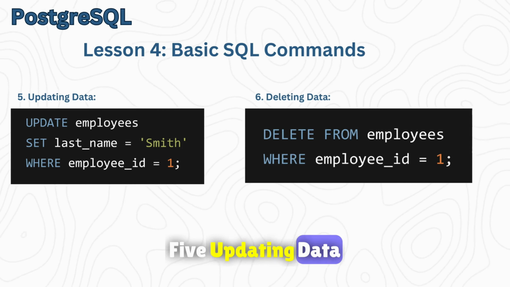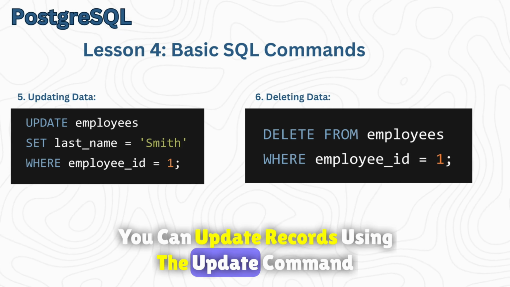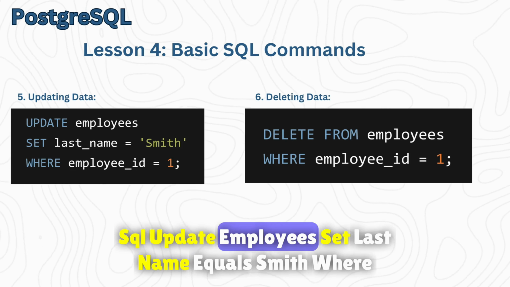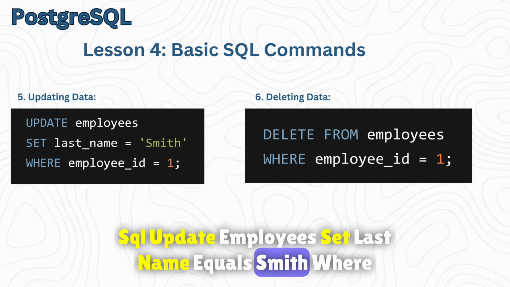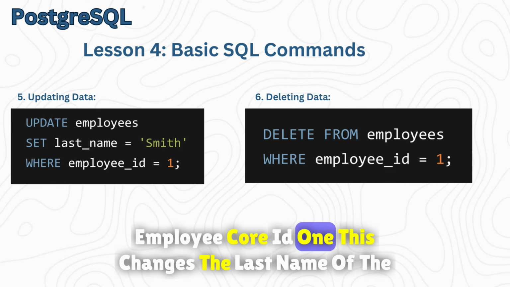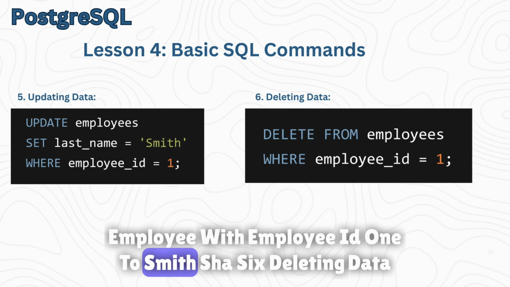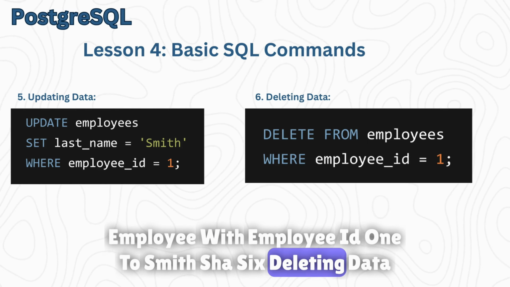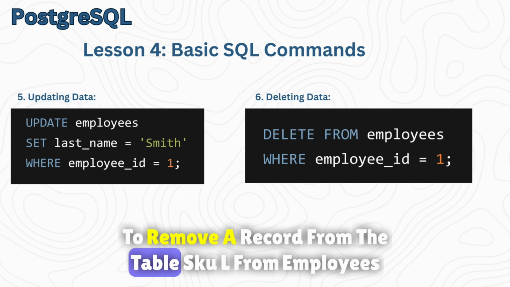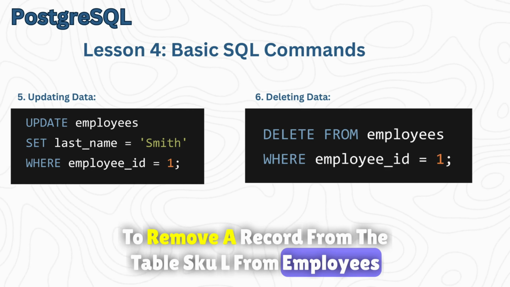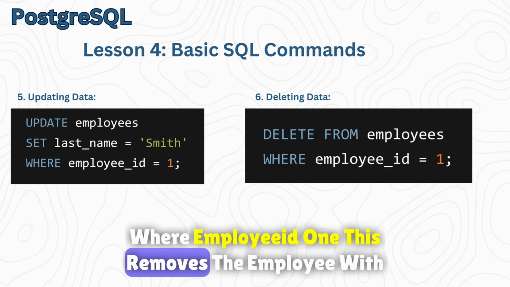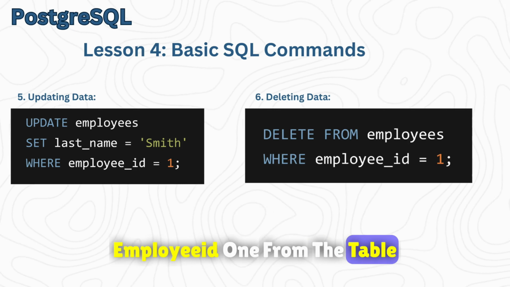5. Updating data. You can update records using the UPDATE command. SQL: UPDATE employees SET last_name = 'Smith' WHERE employee_id = 1; This changes the last name of the employee with employee ID 1 to Smith. 6. Deleting data. To remove a record from the table, SQL: DELETE FROM employees WHERE employee_id = 1; This removes the employee with employee ID 1 from the table.